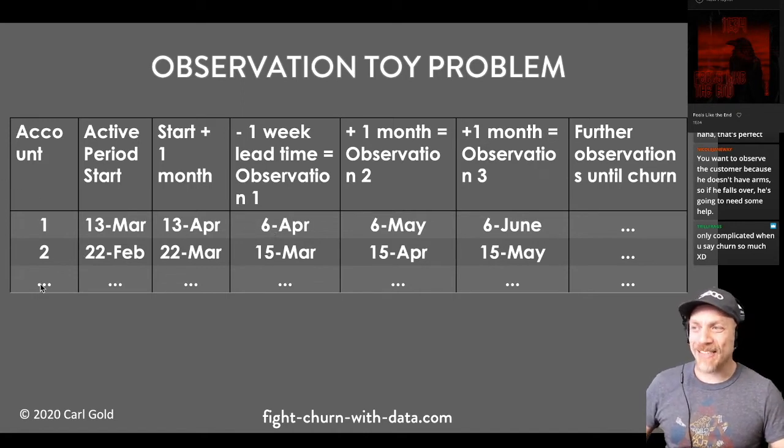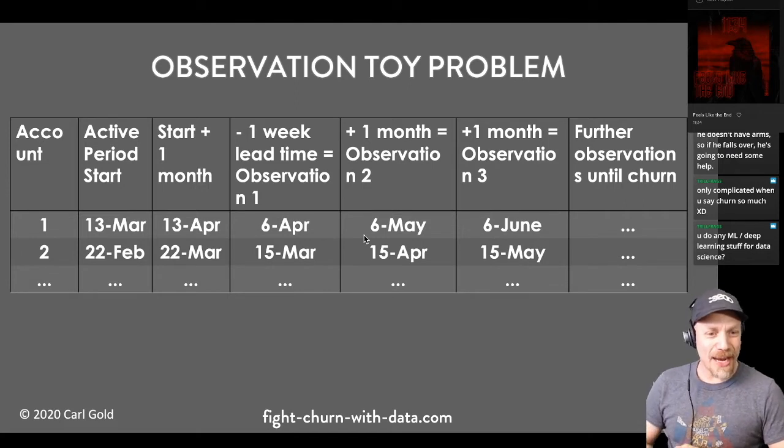So our next account, suppose they sign up on the 22nd of February. Their renewal will be the 22nd of March, and using the 1 week lead time, we would observe them for the data set on the 15th of March, the 15th of April, the 15th of May, etc.